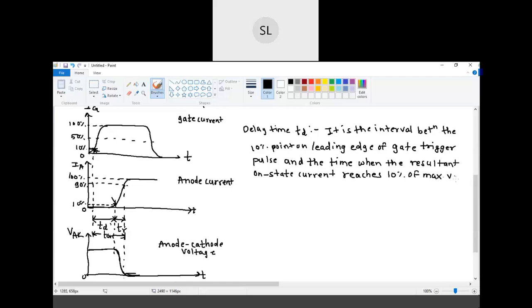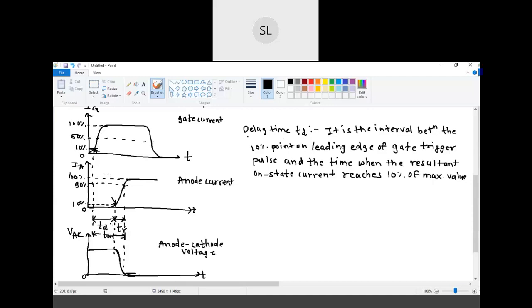Okay, so जसं जसं आपण गेट व्होल्टेज गेट करंट द्यायला चालू केलं तसं तसं आपला एनोड करंट हा वाढायला लागला. And delay time, it is the time interval between this 10% point on the leading edge of this gate trigger pulse and the point where the resultant on state current or simply an anode current reaches to its 10% of the maximum value. So that is what is called as the delay time.